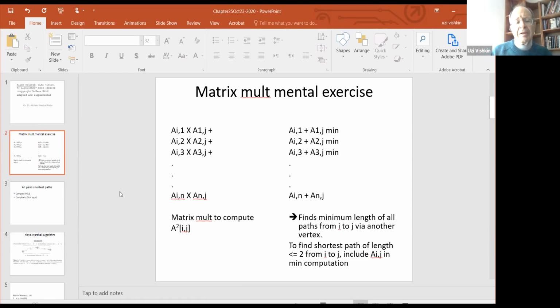Okay. So I'm going to try and explain why, in a way, you already know an all-pairs shortest path algorithm, which is not too bad. And I'm going to do it by way of analogy. So the first thing I'm going to talk about here: imagine that I have a square matrix, A, whose size is n by n.